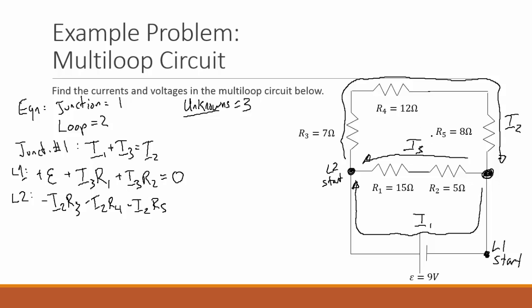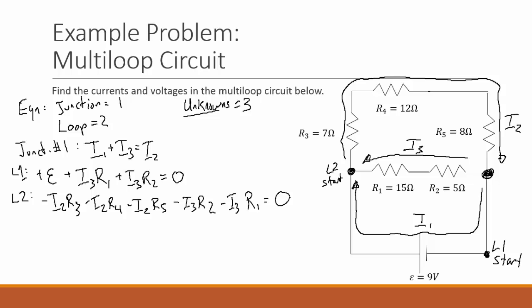I'm now going in the direction of current 3 through resistor number 2, so I have minus I3 R2 and minus I3 R1 for this one. Now I've gotten back to the original spot, so all these changes must sum to 0. And these are the 3 equations I must solve for.